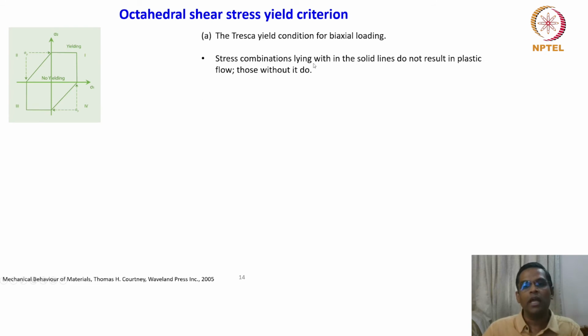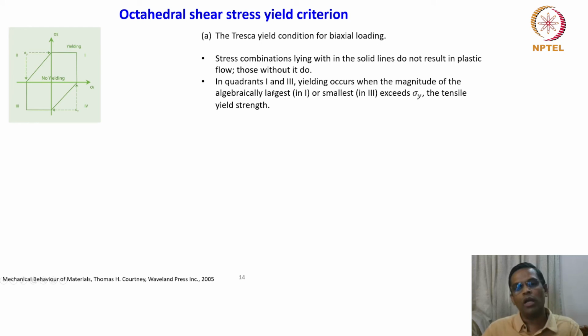Stress combinations lying within the solid lines do not result in plastic flow. Those outside it do. So that means within this solid line, the combination of stresses sigma 1 and sigma 2 will not cause yielding as per the Tresca yield criterion.